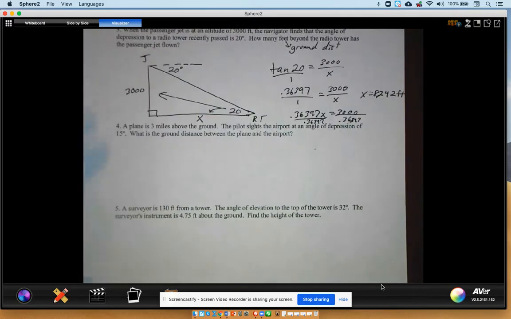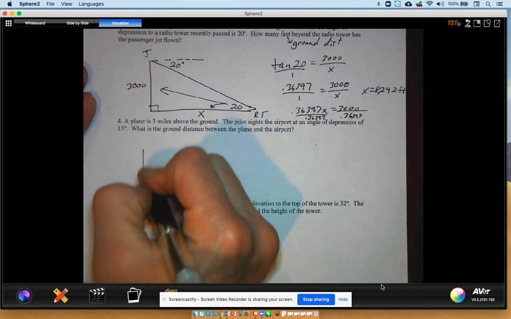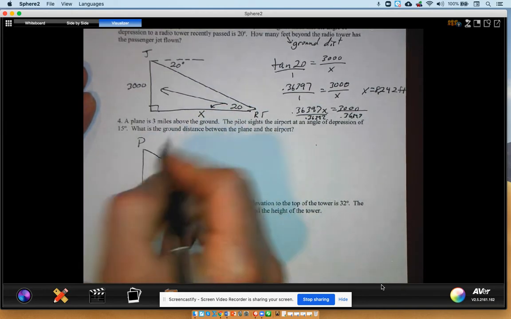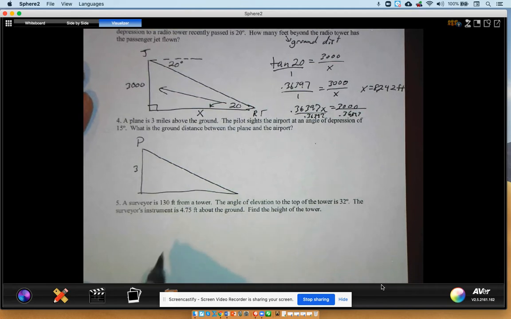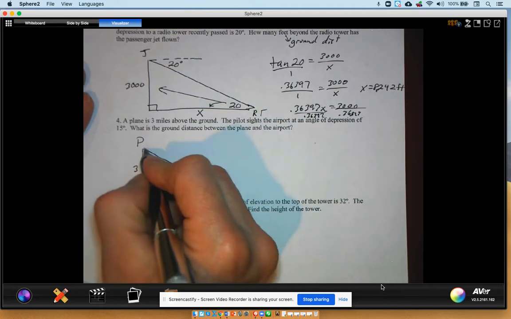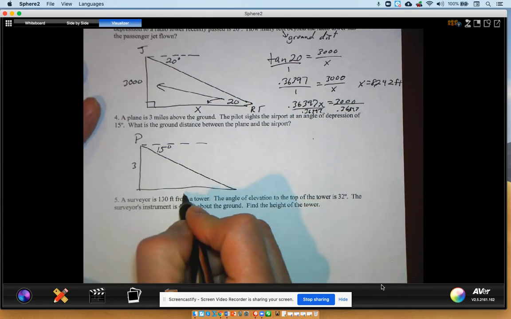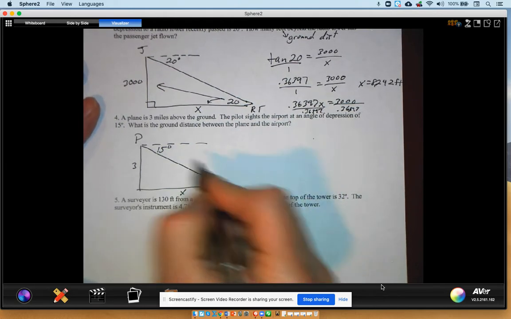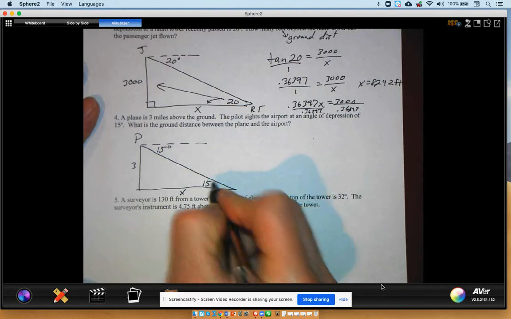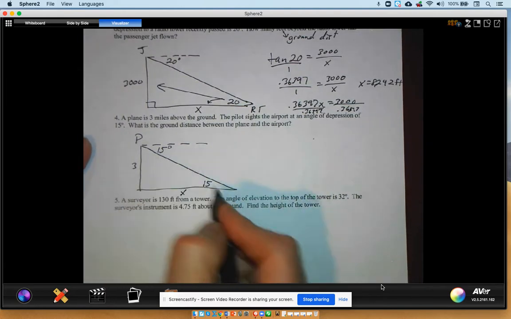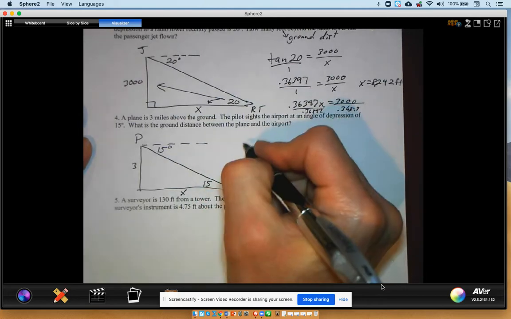Okay, plane is 3 miles above the ground. I'll just keep right on going. We have a jet 3 miles above the ground. Pilot sights the airport at an angle of depression of 15 degrees. It's looking for the ground distance, that would be here. 15 degrees is going to come into our triangle right there, because it's alternate interior angles with parallel lines. So I'm going to do tangent again.